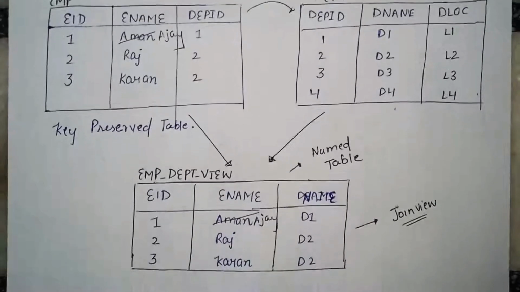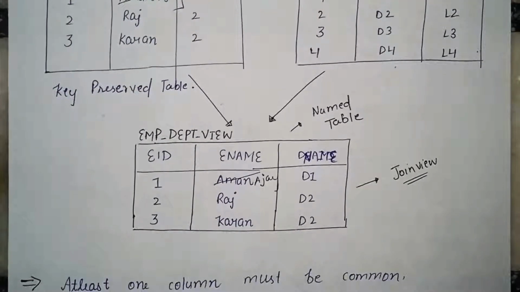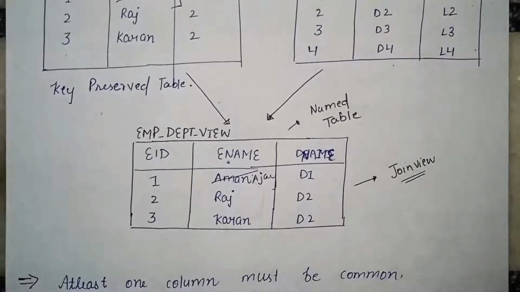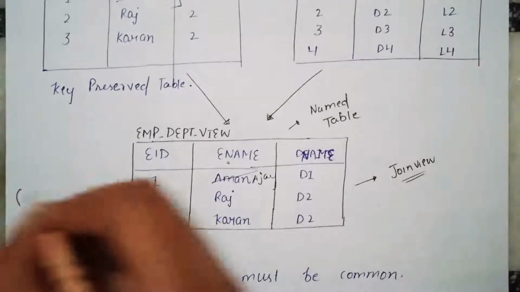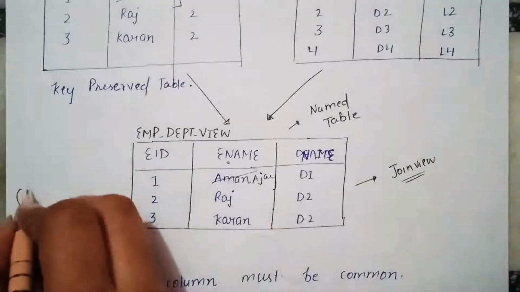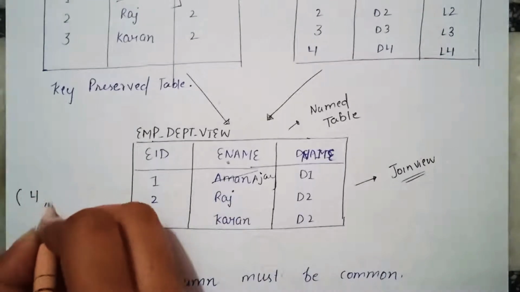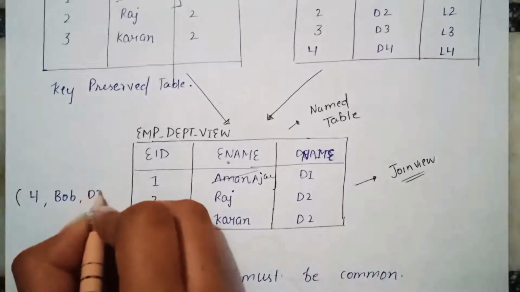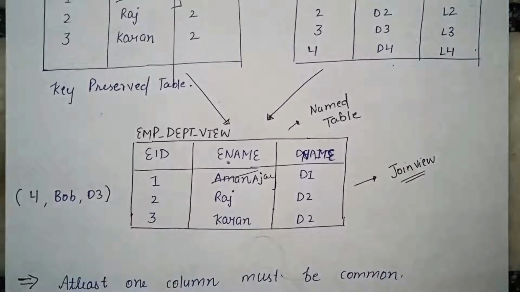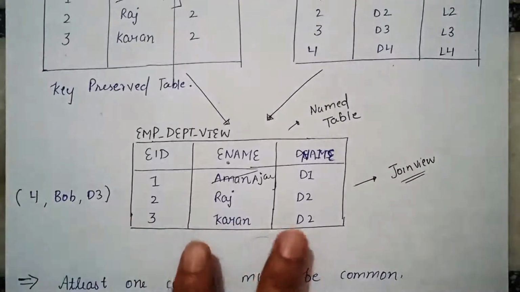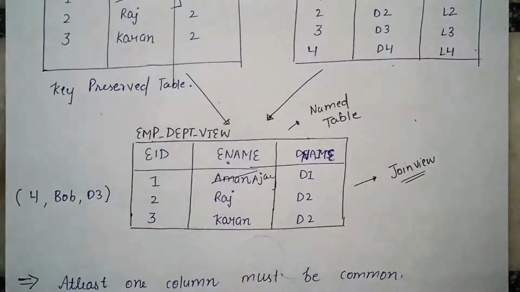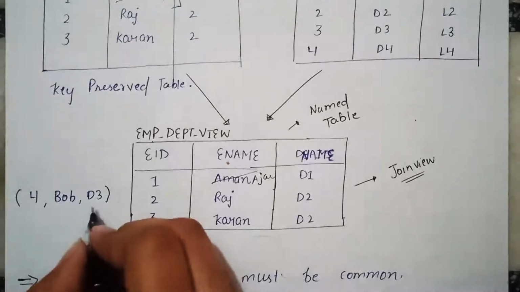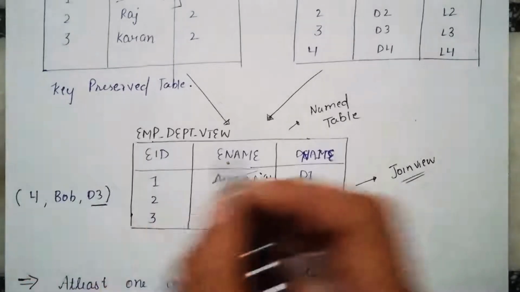Now let us understand this with the help of an example. Let's say we want to insert a row in this view table, whose employee ID is 4, whose name is Bob, and his department is D3. If we want to insert this row in this table, it will be valid. What is the reason behind this? Why is it valid? Because it is maintaining the foreign key references.